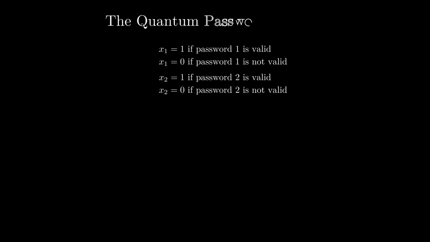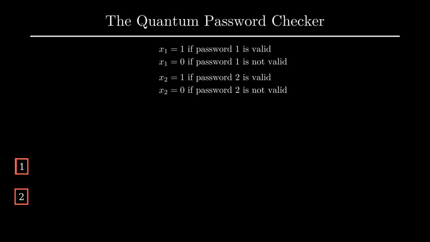If the guess is password 1, then the password checker attaches the amplitude 1 minus 2x1 to it. It might look like I'm suddenly changing the password checker, but think about it. If password 1 is correct, then x1 is 1, and so the amplitude we're attaching is minus 1. If password 1 is wrong, then x1 is 0, and so the amplitude is 1. This is exactly the same password checker. It's just written with variables now.